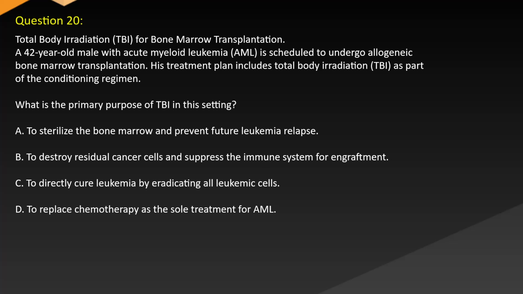Question 20. Total body irradiation, TBI, for bone marrow transplantation. A 42-year-old male with acute myeloid leukemia, AML, is scheduled to undergo allogeneic bone marrow transplantation. His treatment plan includes total body irradiation as part of the conditioning regimen. What is the primary purpose of TBI in this setting?